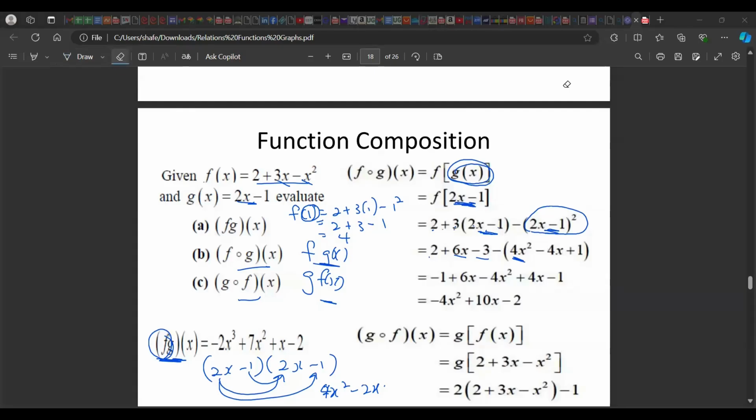Okay. So let me go back over this part about function composition because I don't know how much you got.